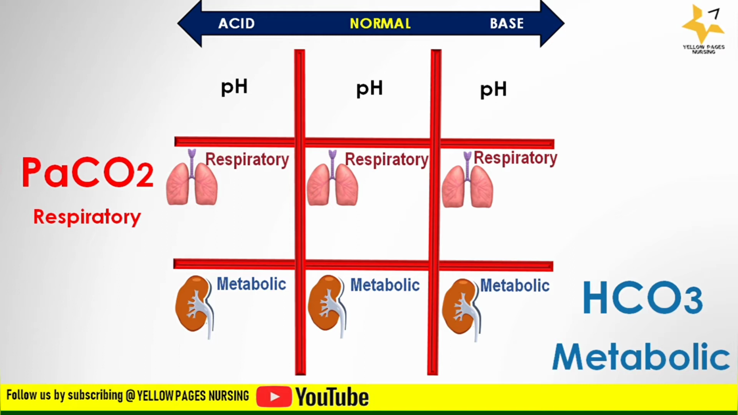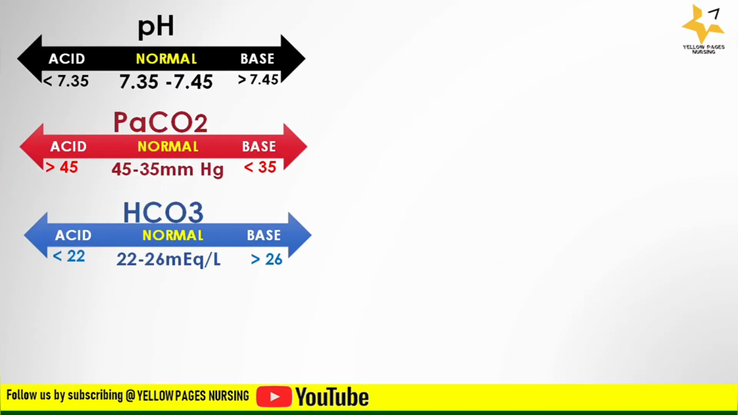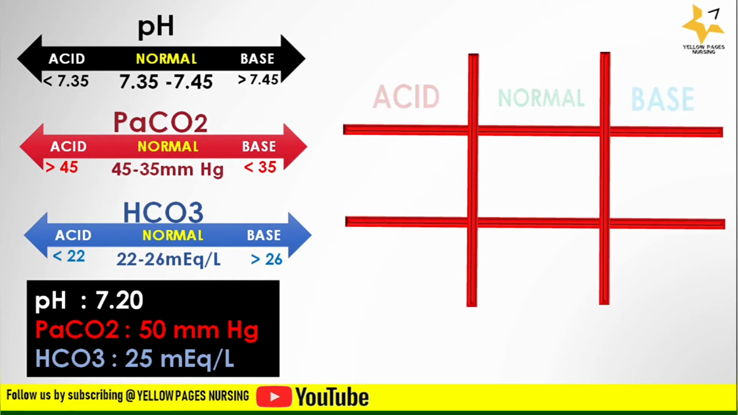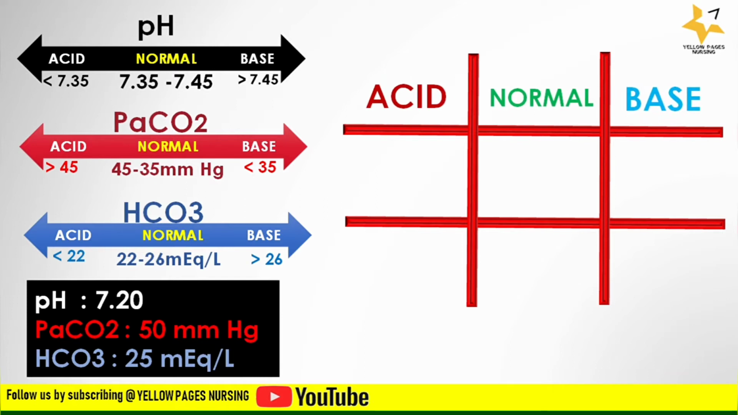Let's begin the examples. First example, the pH is 7.20. PaCO2 is 50 mmHg and bicarbonate is 25 milliequivalent per liter. Let's get into the tic-tac-toe method. If we see the value of pH, it is 7.20, which falls below 7.35, that is normal value, and hence it is in the acidic state.